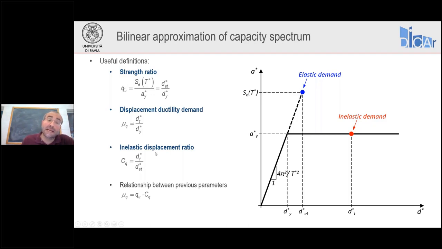Then we can define also our inelastic displacement ratio. This is the ratio between the inelastic displacement demand and the elastic demand, the ratio of D star T over D star ET. These three parameters, Q sub U, mi sub Q, and C sub Q, are related to each other by this equation here at the bottom. You can easily see this if you just substitute these definitions within the equation of mi sub Q, and you can find this relationship here.